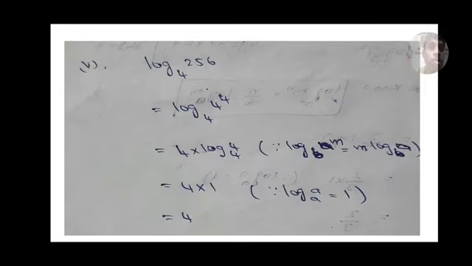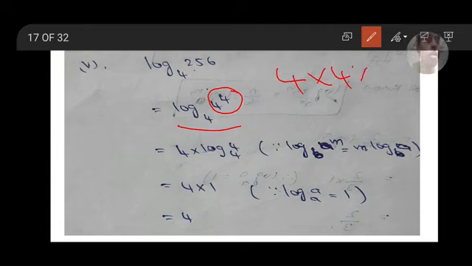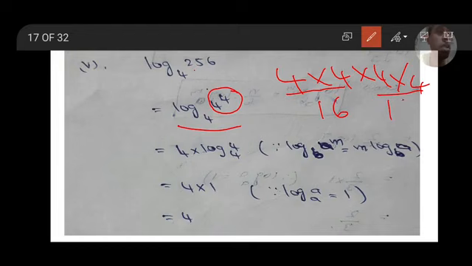We will move to the next problem. Log 256 to the base 4. 256 can be written as 4 to the power of 4, 4 into 4 into 4 into 4. That is 4 into 4, 16. Another 4 into 4, 16. 16 into 16, 256. Okay.